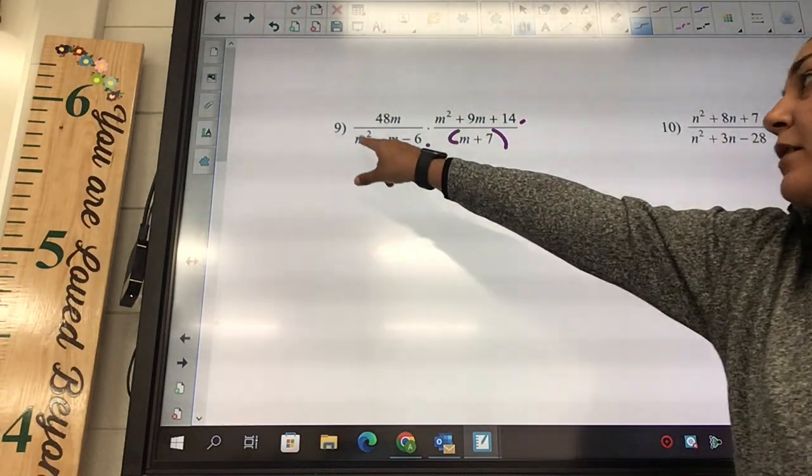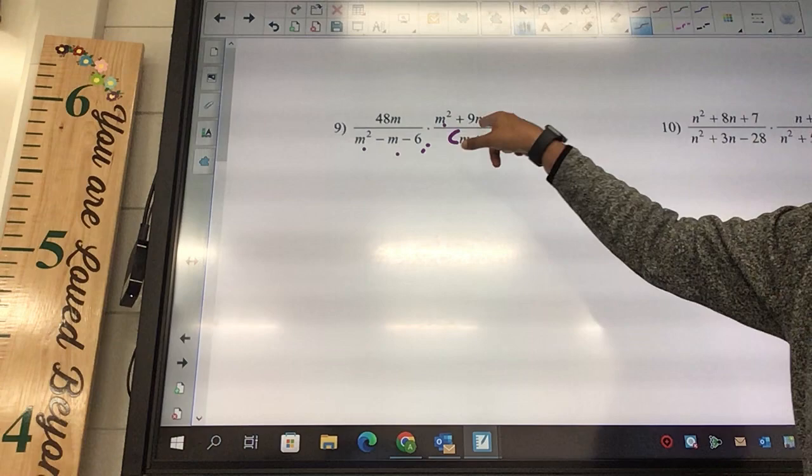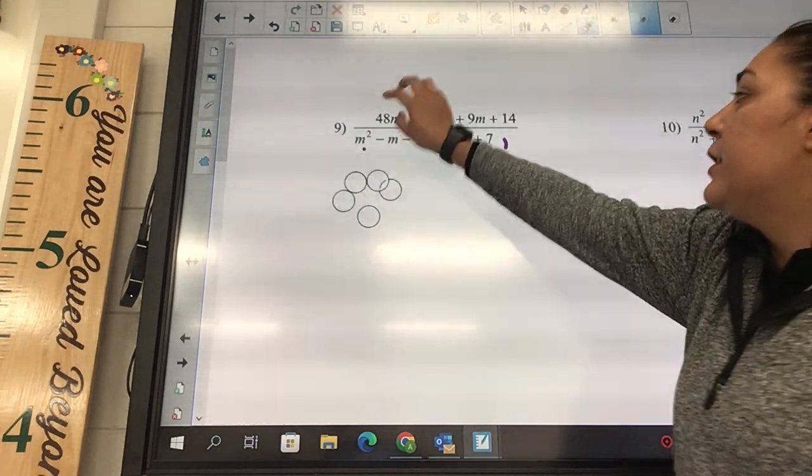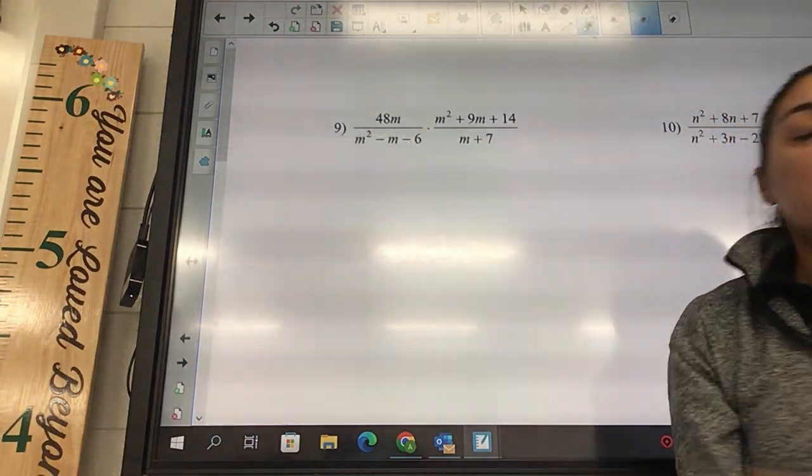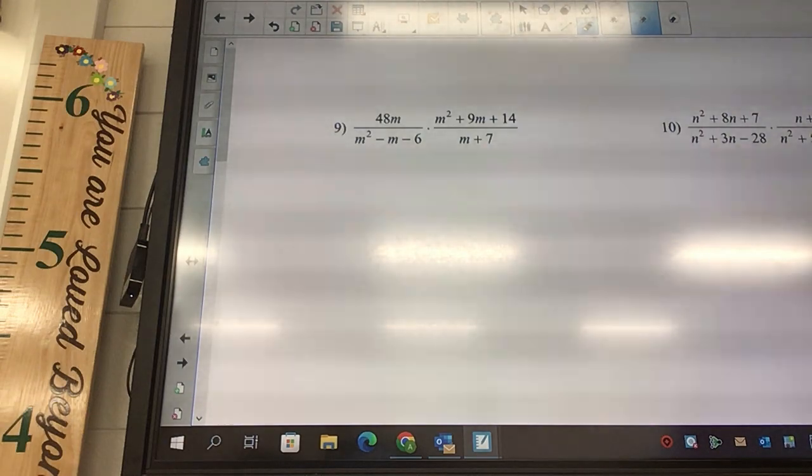But see how this has 3 pieces? 1, 2, 3. M squared, M, and then a number. Those ones are the ones that need to be factored. So we check the crossing off. There's nothing to cross off. Now it's time to factor.